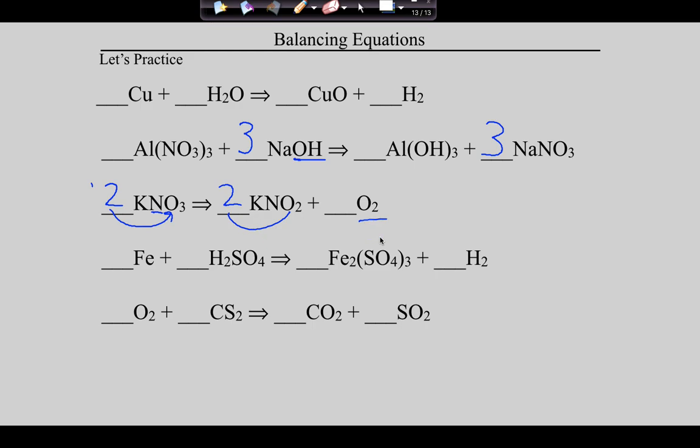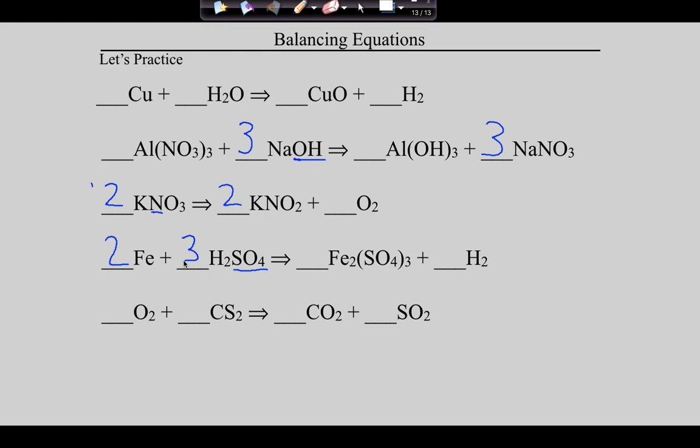All right, so now let's do this one. How many irons do we have on the left? 1. How many do we have on the right? 2. So we need a 2. How many hydrogens do we have on the left? 2. How many do we have on the right? 2. Now guys, SO4. Does the SO4 stay intact? Yep, so we can balance SO4. So how many SO4s are on the right? 3. So we need a 3, and this is now balanced. We already balanced the H2.